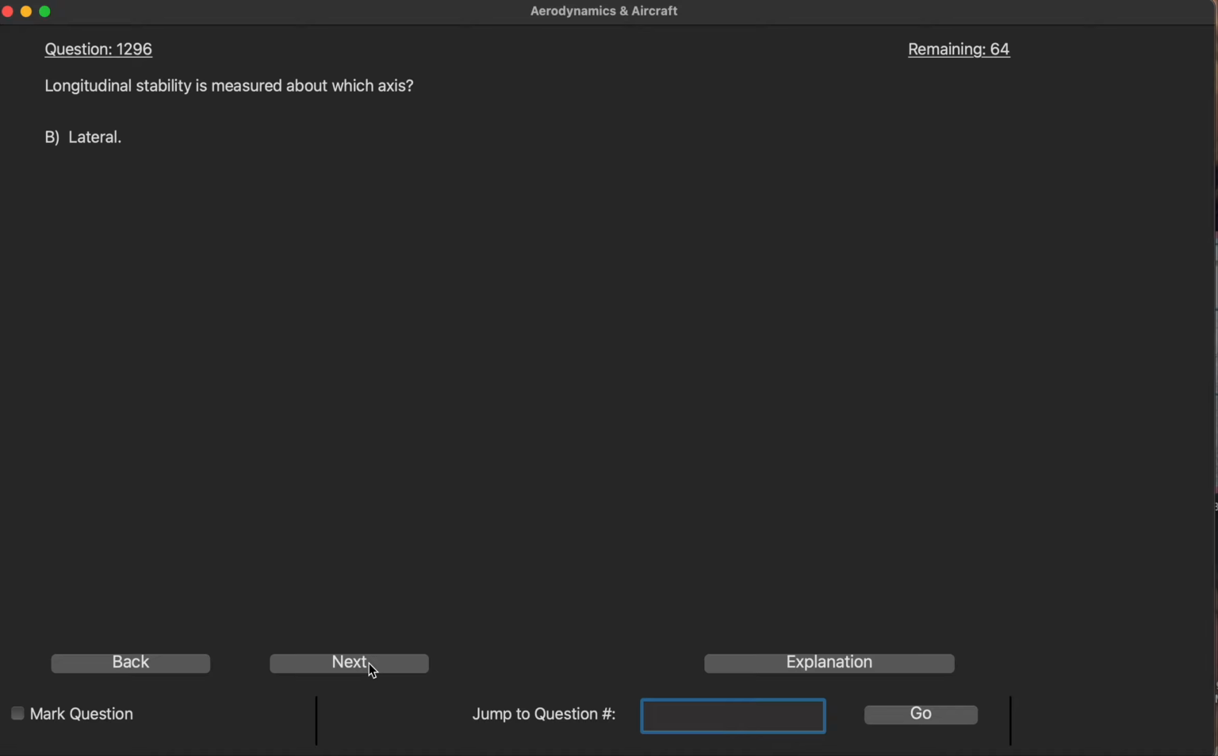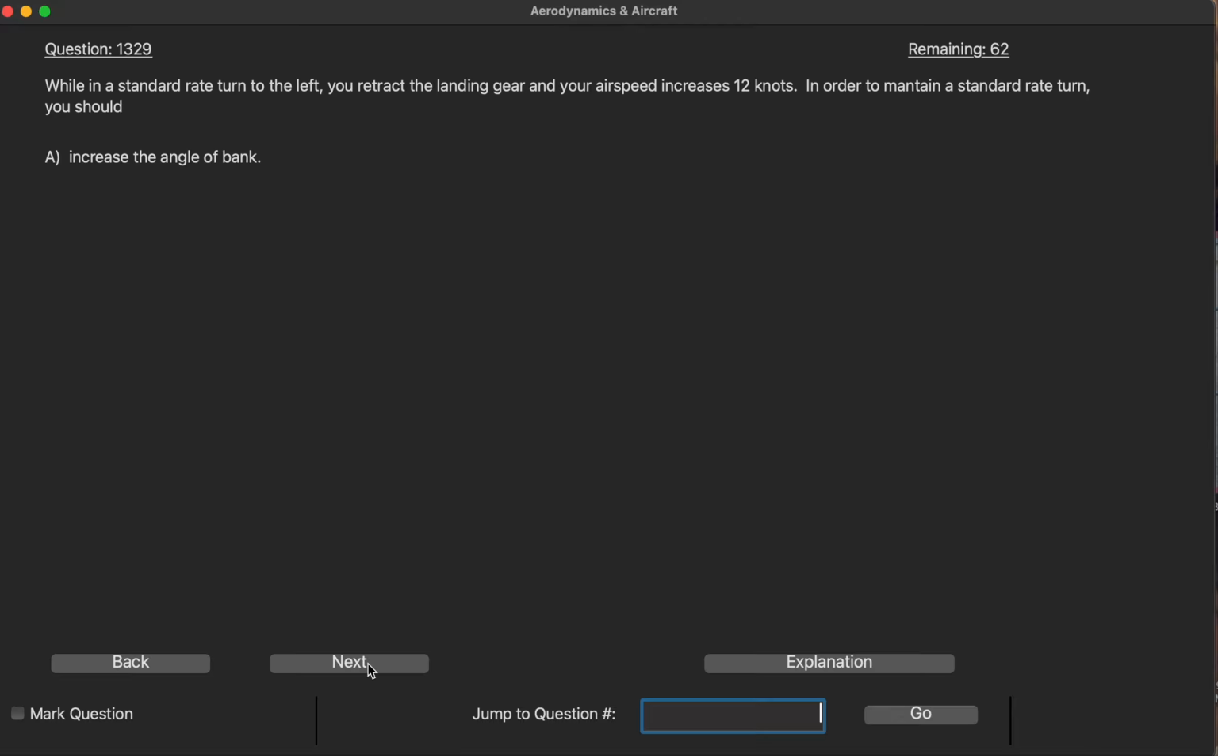Longitudinal stability is measured about which axis? Longitudinal, about the lateral axis. Which statement is true regarding the forces in a steady level climb? The sum of the four opposing forces is 0.